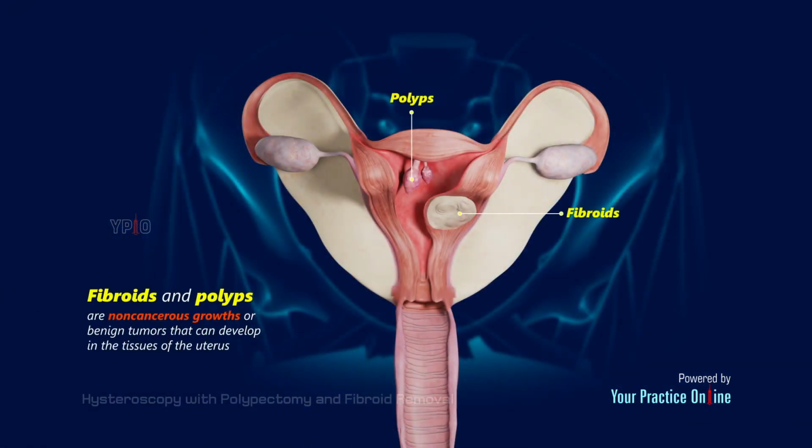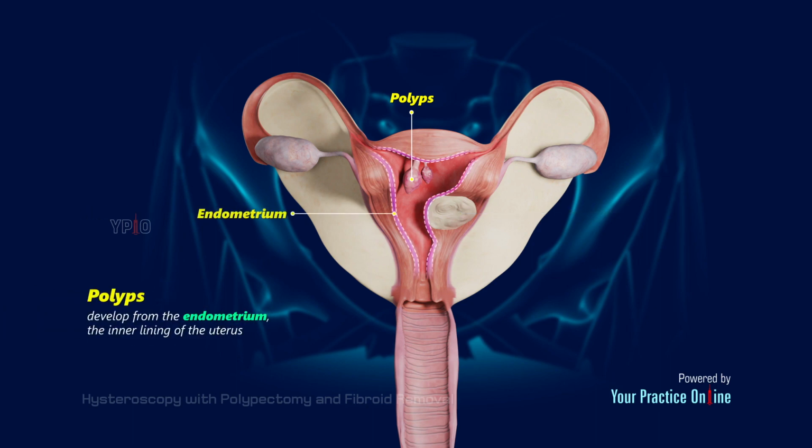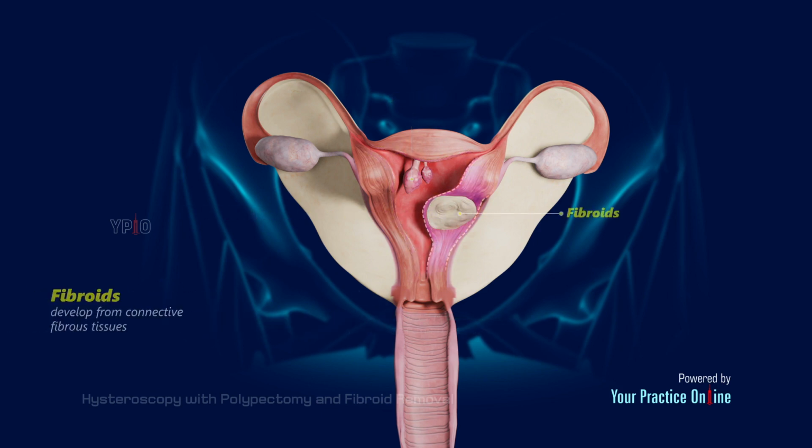Fibroids and polyps are non-cancerous growths or benign tumors that can develop in the tissues of the uterus. The difference between fibroids and polyps is the tissue type. Polyps develop from the endometrium, the inner lining of the uterus, while fibroids develop from connective fibrous tissues.